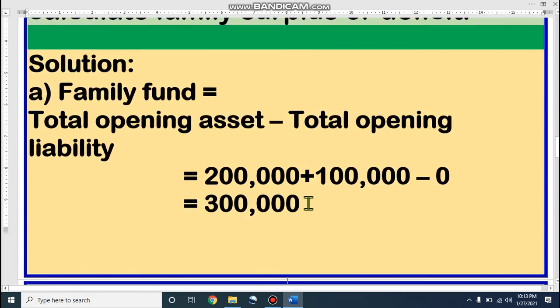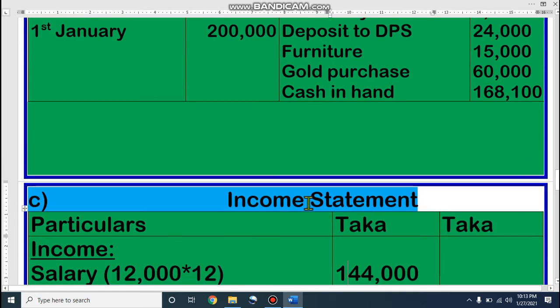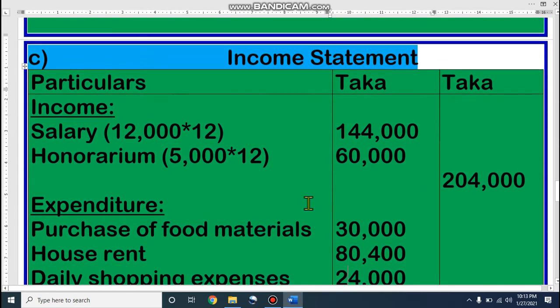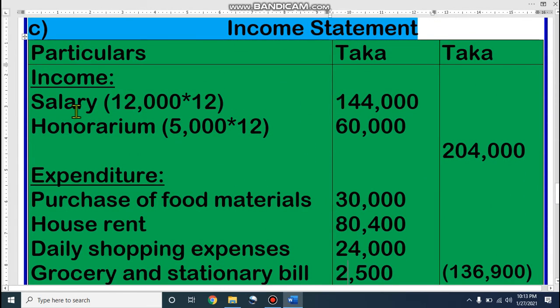Now let's see in the math how the income and expense account is prepared. Look at the income statement. At first you have to write all income. We have salary 12,000 into 12, 1,44,000, and honorarium 5,000 into 12, it is 60,000. That means the total amount of income is 2,04,000. The income of Ahsan Habib is how much, dear student? 2,04,000. He earns salary 12,000 into 12, 1,44,000, and honorarium 5,000 into 12, 60,000. So total 2,04,000 is his income.